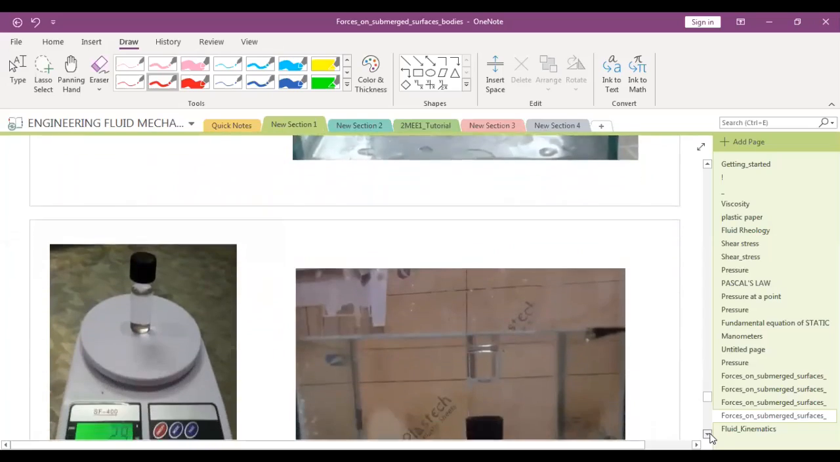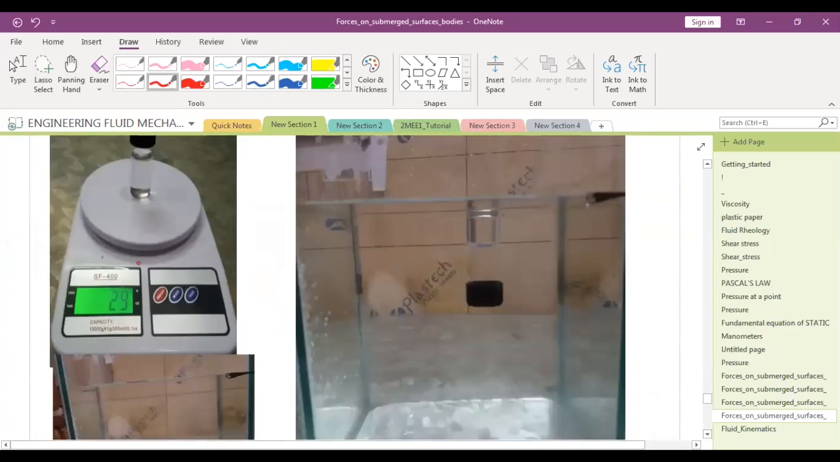I again filled it with more water, say 29 grams is the total weight. Now you are able to see this surface is just touching the free surface. So this is also a floating or submerged body. So this is just floating. It can be called submerged because all the part is below the free surface.